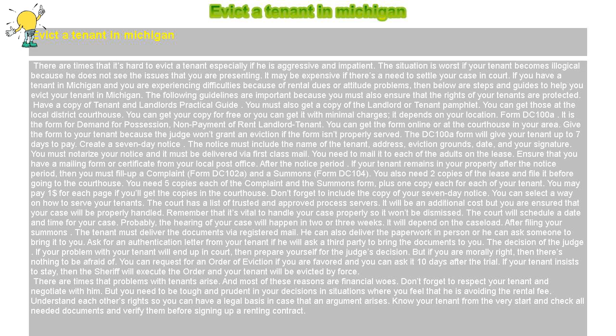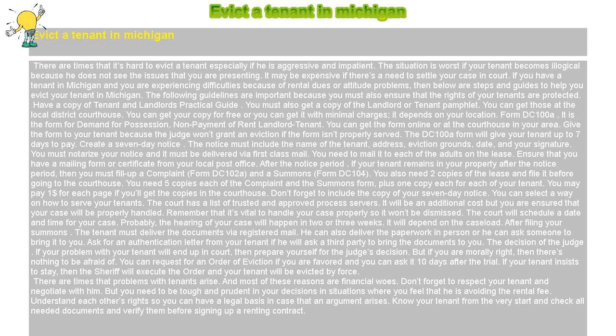Have a copy of Tenant and Landlords Practical Guide. You must also get a copy of the landlord or tenant pamphlet. You can get those at the local district courthouse. You can get your copy for free or you can get it with minimal charges. It depends on your location.